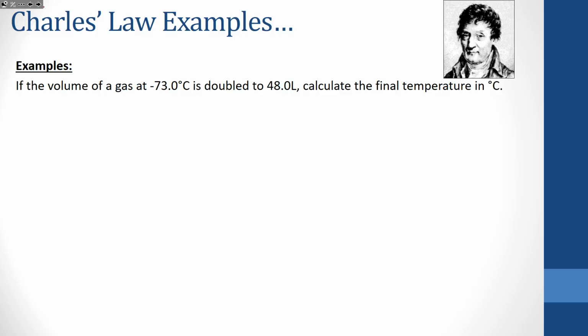It says if the volume of the gas at negative 73 is doubled to 48, calculate the final temperature in Celsius. So first things first, before I worry about anything, let's change that negative 73 to Kelvin. So negative 73 is the same as 200 Kelvin. I want to do that first before I forget. It wants me to find the temperature in Celsius, but we'll find it in Kelvin, then we'll convert it back at the end.